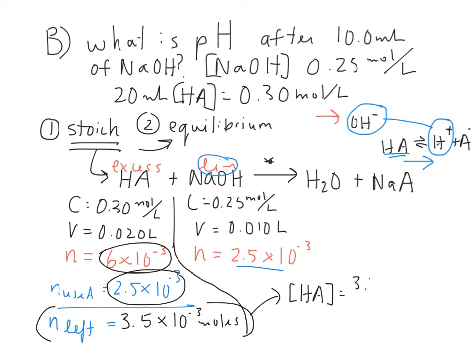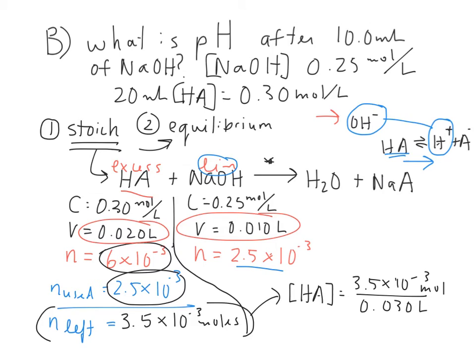I'm going to take that molar value, 3.5 times 10 to the power of negative 3, and divide by the total volume. So common mistake, don't forget, you're adding these two things together, so my total volume is 0.030 liters. So my concentration of my acid that is remaining is 3.5 times 10 to the negative 3 divided by 0.030, which is 0.117, let's say. 0.117 is probably good enough moles per liter, okay?